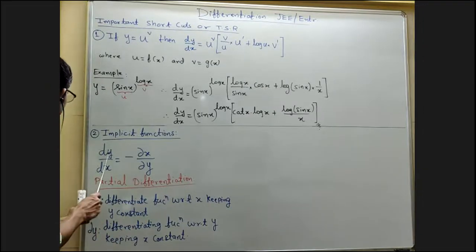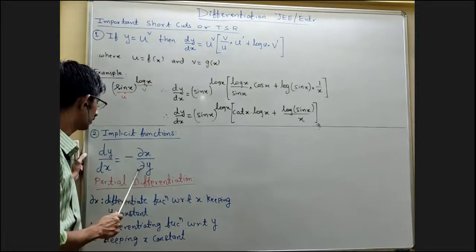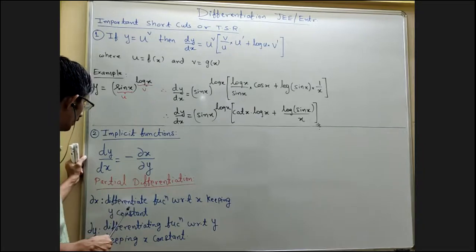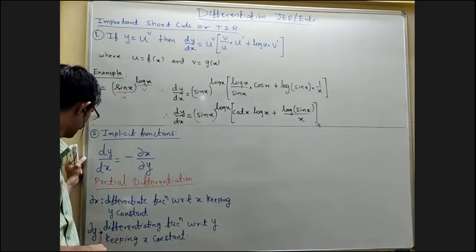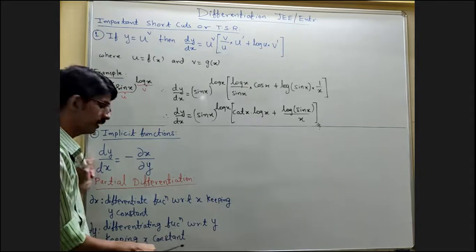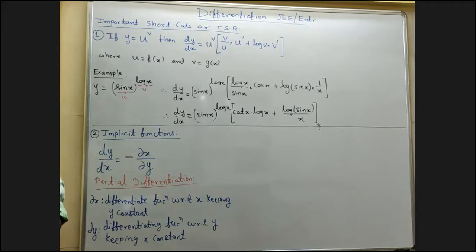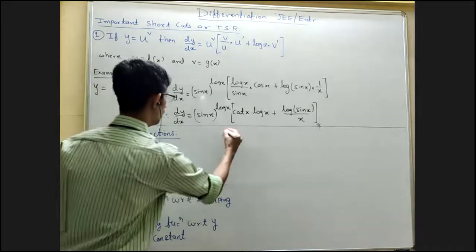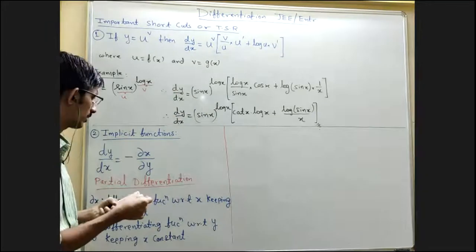Okay, so how will we get dy by dx of an implicit function now? It will be minus del x by del y. Del x means differentiate the function with respect to x, keeping y constant, and del y means differentiating the function with respect to y, keeping x constant. Now let us take an example, but before that, note this down for your reference. Now let us take down one example where I will explain this partial differentiation concept.